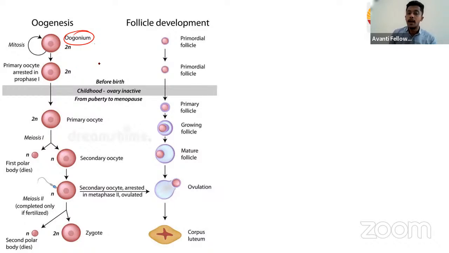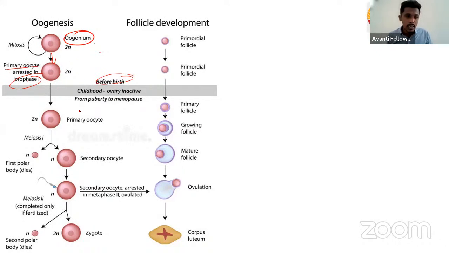Once they increase their number, some of the oogonia differentiate into primary oocytes. How do they differentiate into primary oocytes? Some of the oogonia undergo meiosis 1, prophase 1, and they stop at diplotene. Remember this phase? Diplotene is the longest phase in prophase 1 of meiosis 1. For years, this cell can stay in the diplotene stage. Once the child reaches puberty, because of hormone regulation, the cell division will continue from prophase 1 diplotene.